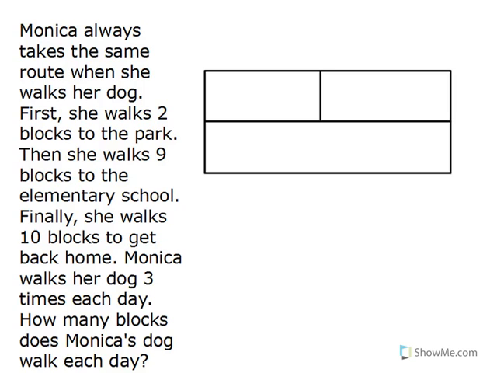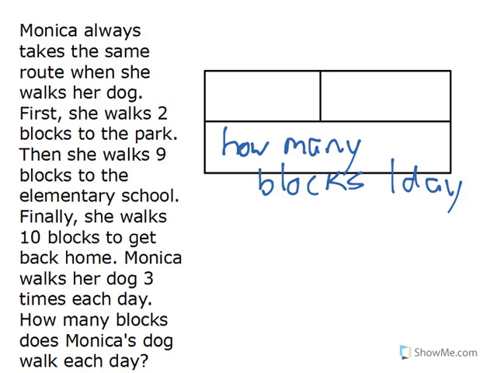So for this one, I know that in my bottom box, I'm trying to figure out how many blocks in one day. Okay, so that's my whole. My parts are going to be, how many trips does Monica take? That's correct. She does 3 times each day. So we're going to put 3 times a day. But the other part is dealing with this. She walks 2 blocks to the park. She walks 9 blocks to the elementary school. And then she walks 10 blocks to get back home.